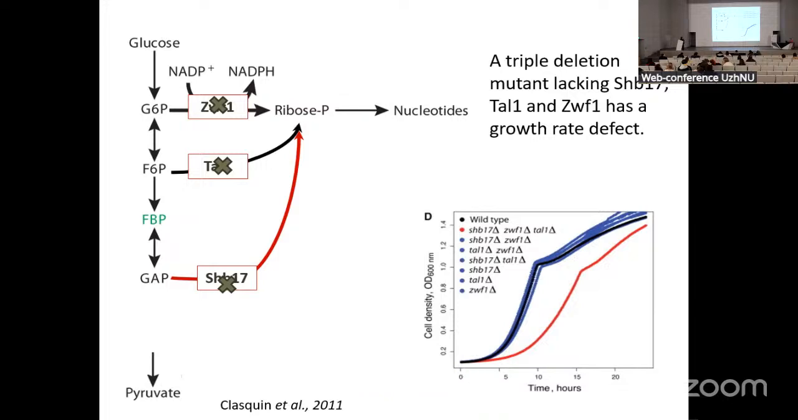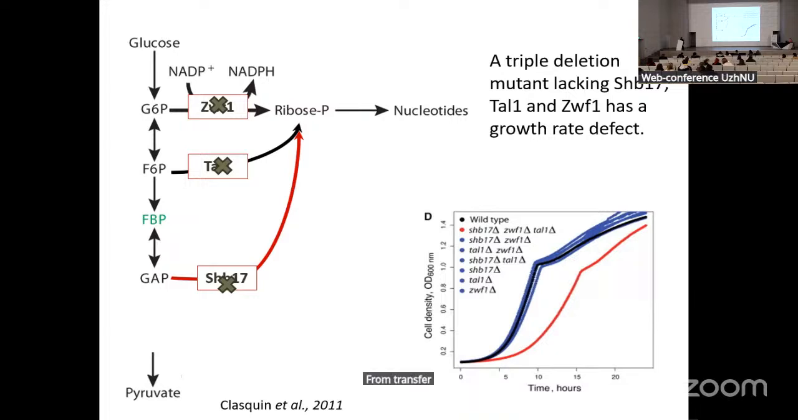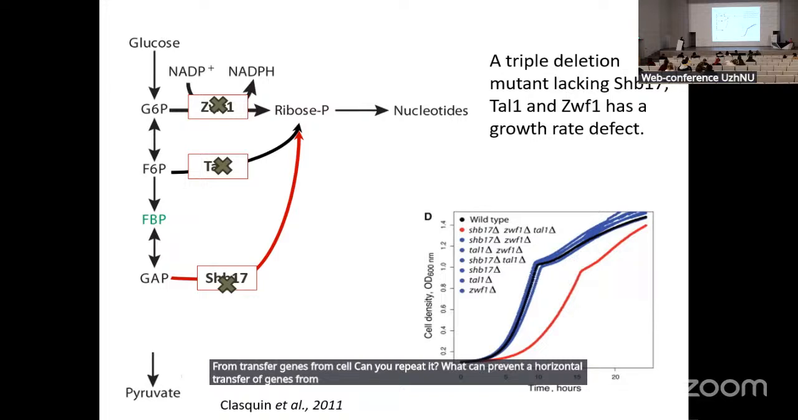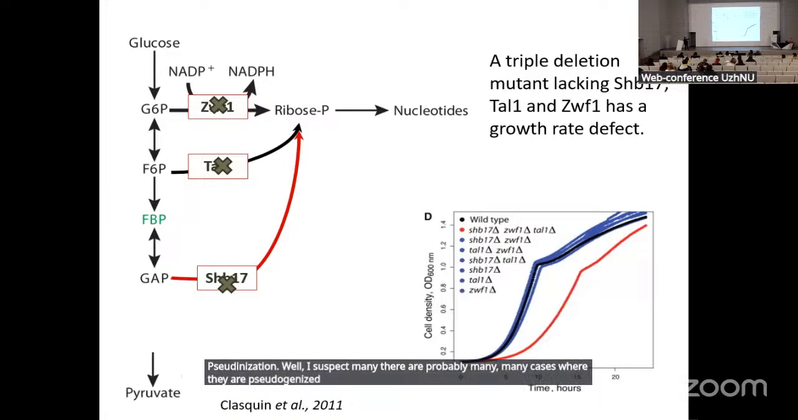Question from Valeria Vasilyeva: What can prevent horizontally transferred genes from pseudogenization? Can you repeat it? What can prevent horizontally transferred genes from pseudogenization? Pseudogenization. Well, I suspect there are probably many cases where they are pseudogenized because they're either deleterious or they're neutral.